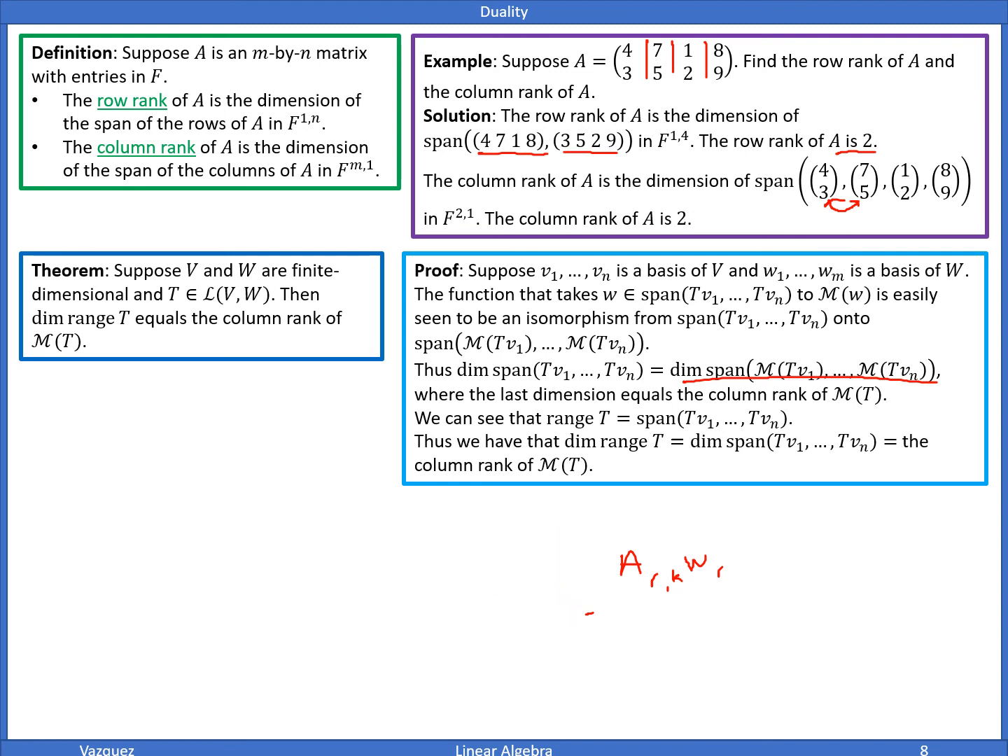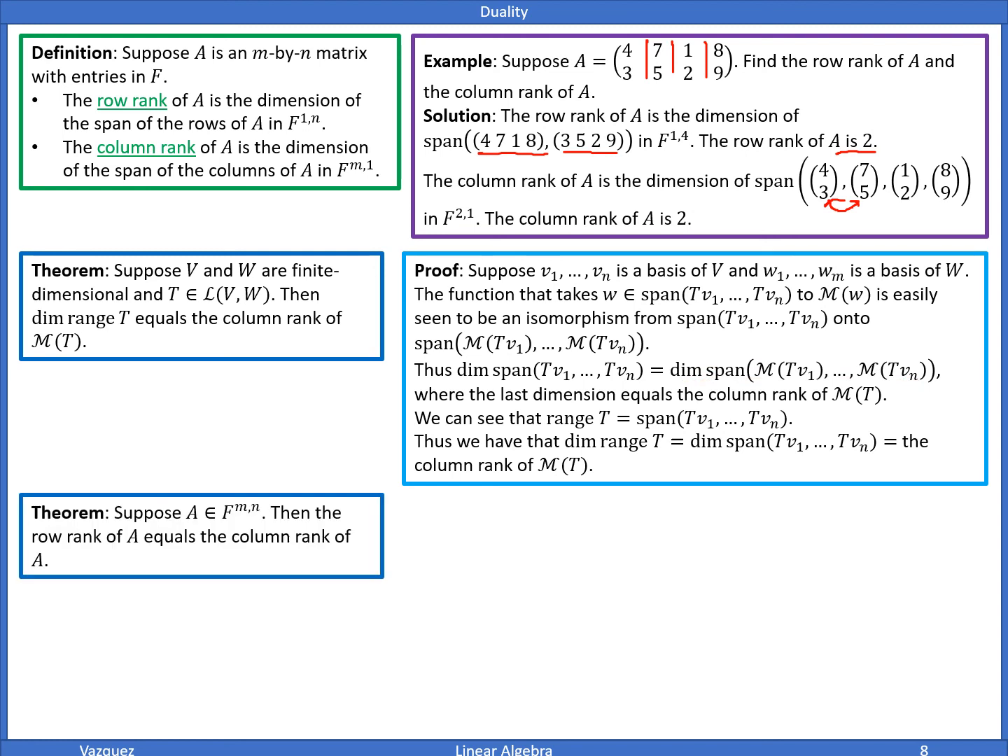And again, you may have to review the section on matrices, but it's not too difficult to see once you are comfortable with how we're defining TVk, and it shouldn't be too hard to see that isomorphism. But finally, we have that if A is an m by n matrix, then the row rank of A equals the column rank of A.